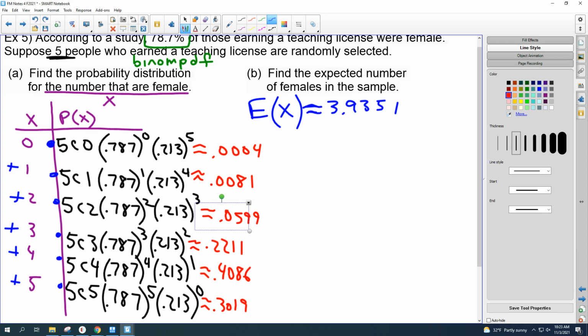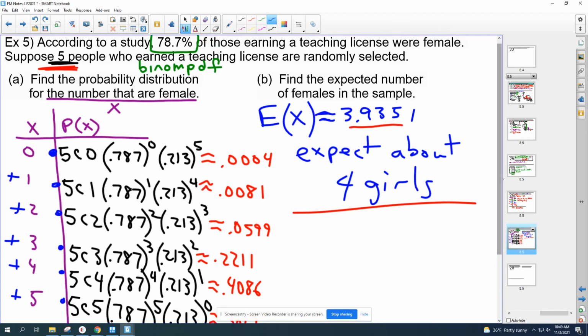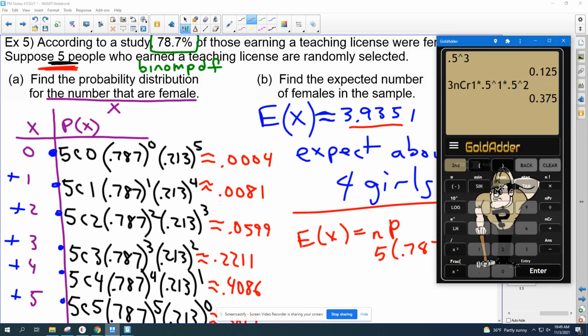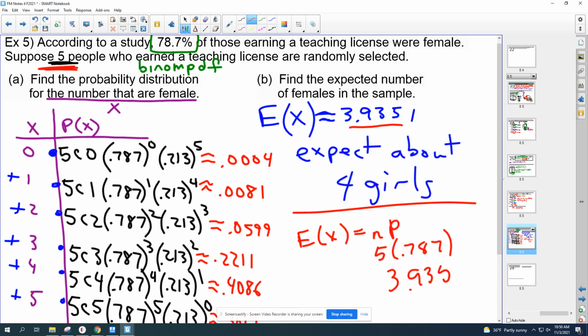All right, so what does that mean? We do this experiment, how many girls would we expect to find? Right, expect about 4 girls. Now, since we know this is a binomial problem, we could use that second formula for this one. Expected value equals n times p. This only works when it's a binomial problem. N is 5 for the number of girls, and the probability was 0.787. Same thing, 3.935. So now we have 2 ways of doing it. The first way always works. The second way only works when it's a binomial.